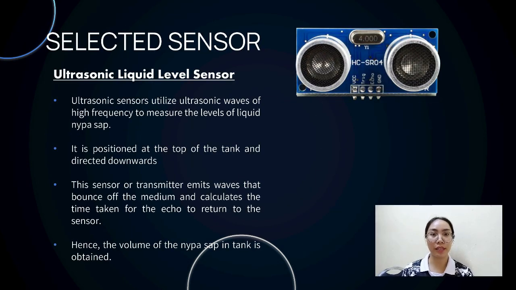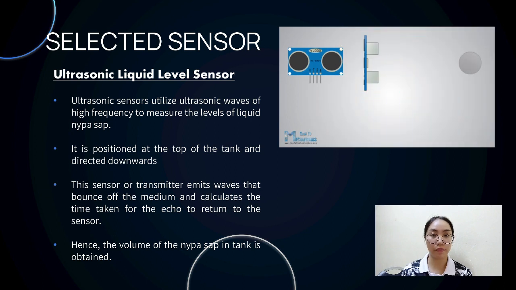Next, we attach an ultrasonic sensor which utilizes ultrasonic waves of high frequency to measure the level of liquid in PASEP. It is positioned at the top of the tank and directed downwards. This sensor or transmitter emits waves that bounce off the medium and calculates the time taken for the echo to return to the sensor. Hence, the volume of the PASEP in the tank is obtained.